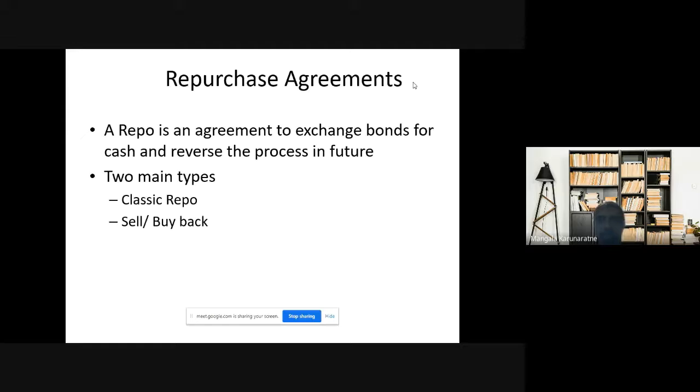But what is sell and buyback? Now, you know, when you do a repo, you get access to the government securities. Actually, it is short-term access to government securities.